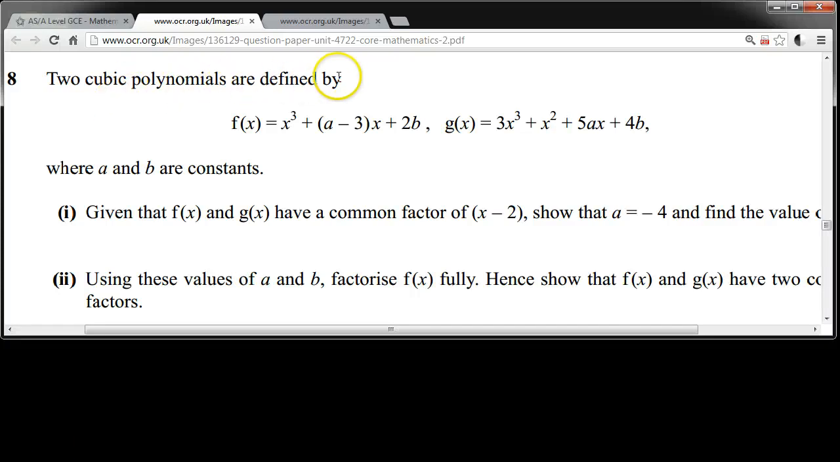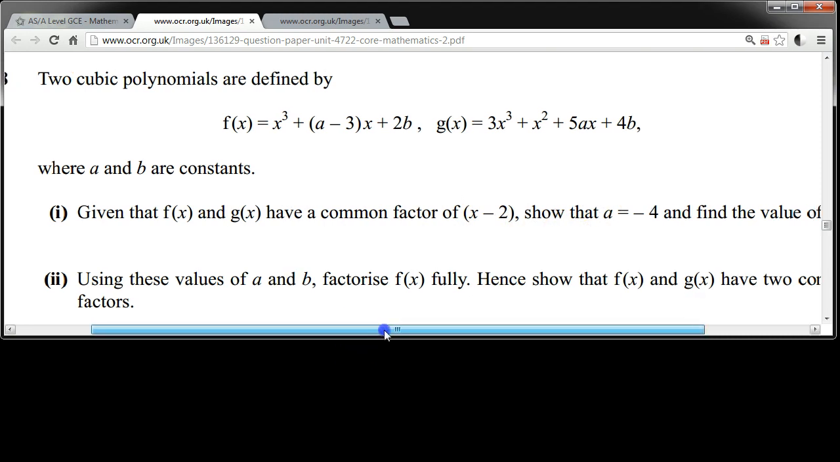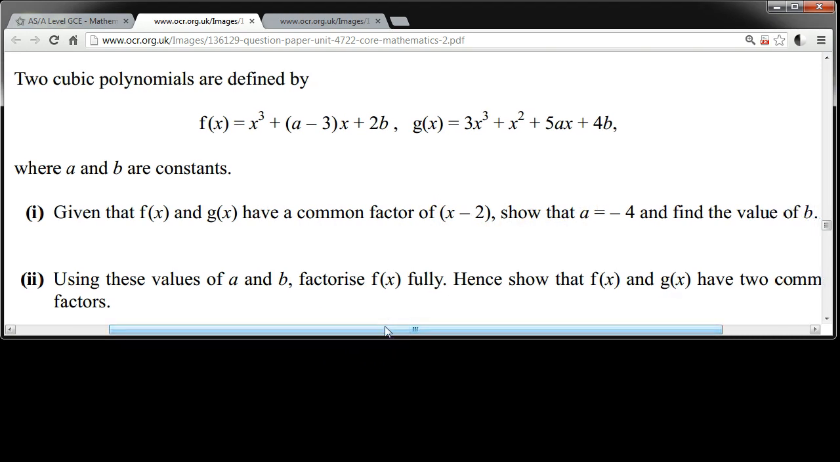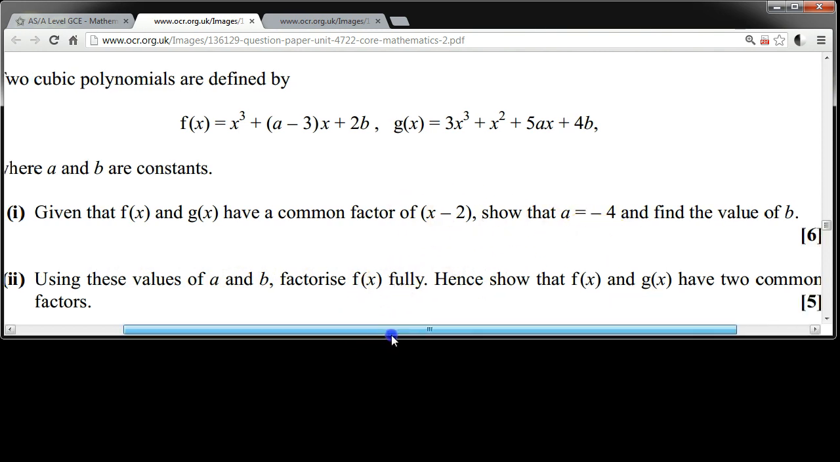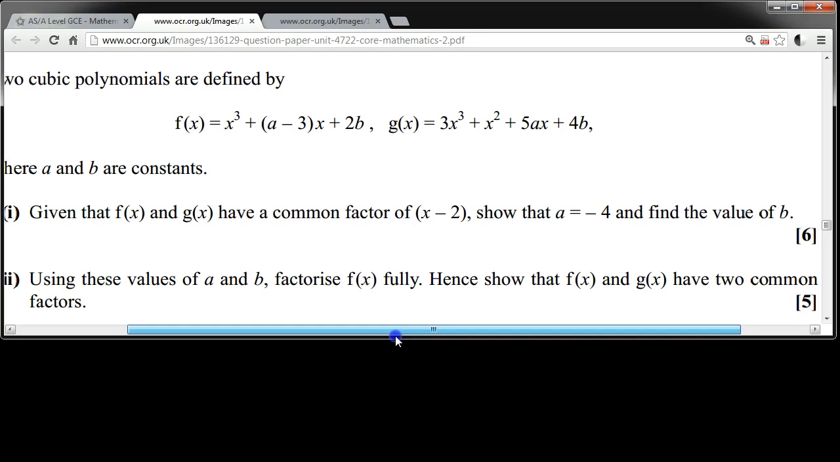Two cubic polynomials are defined by f of x equals this and g of x equals that, where a and b are constants. Given that f and g have a common factor of x minus 2, show that a equals minus 4 and find the value of b. Using these values of a and b, factorize f of x fully. Hence show that f of x and g of x have two common factors.